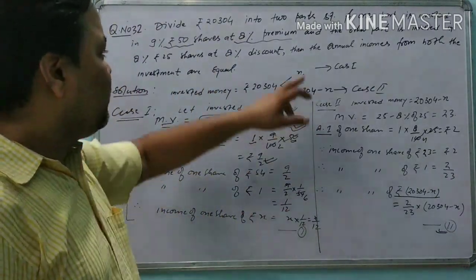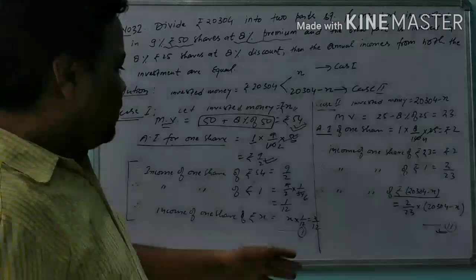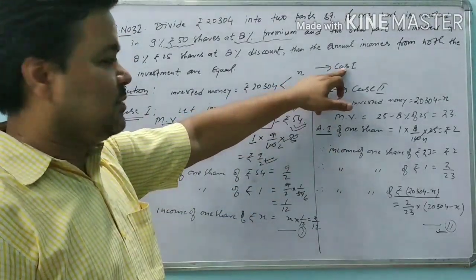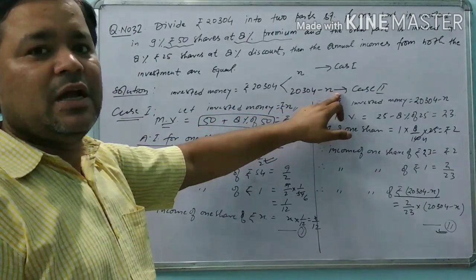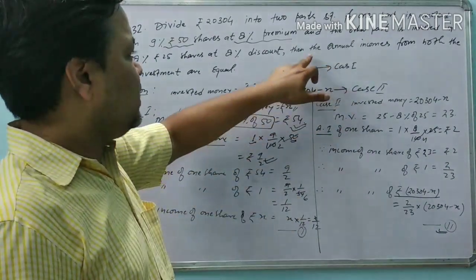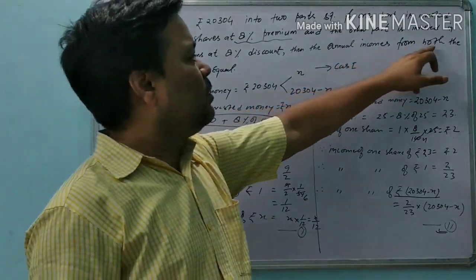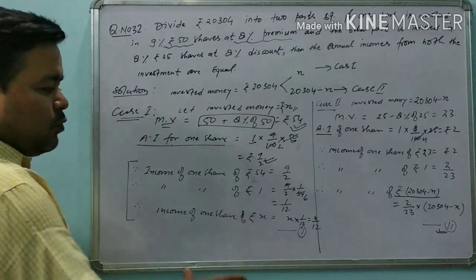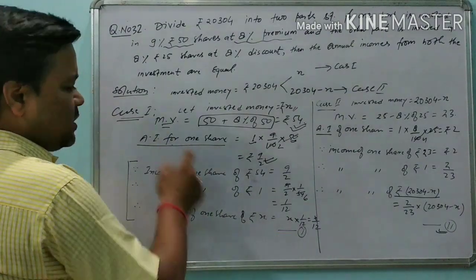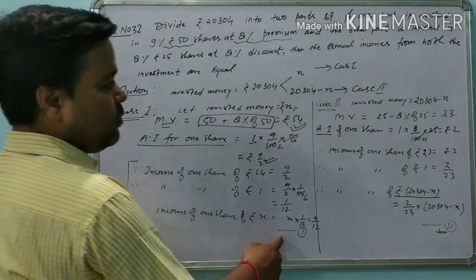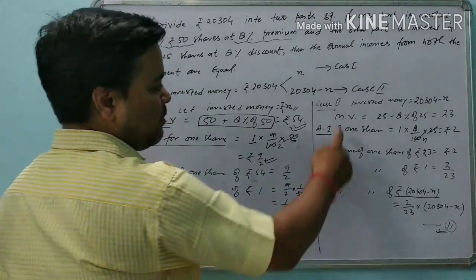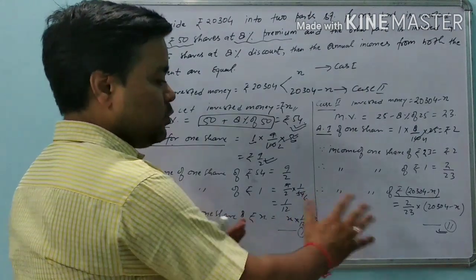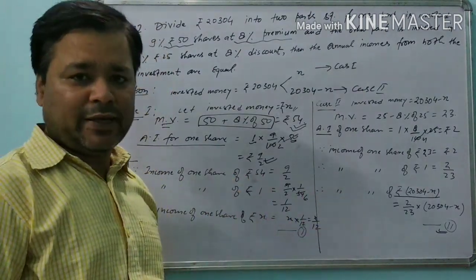Now the question is, we have to find the value of x. First, x means the investment in the first case, and the remainder is the investment in the second case. And what is the condition given? The condition is that the annual incomes from both the investments are equal. It means the annual income we are getting from case first and the annual income we are getting from case second, both are equal. Okay. After just equating, we can find the value of x.